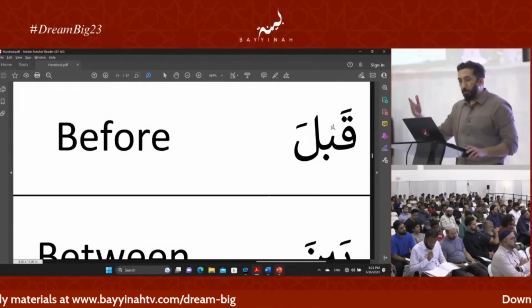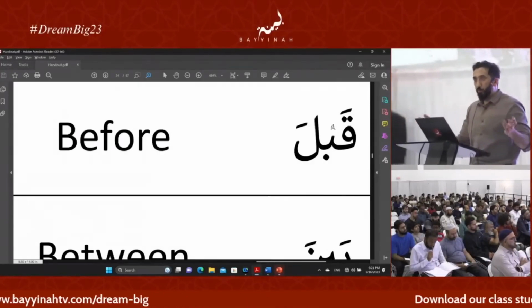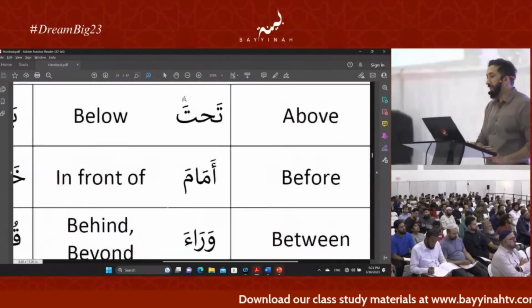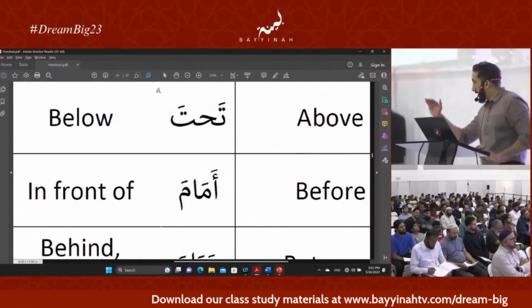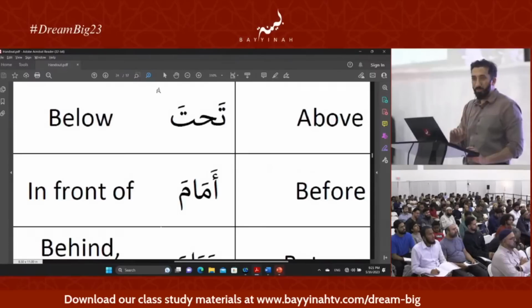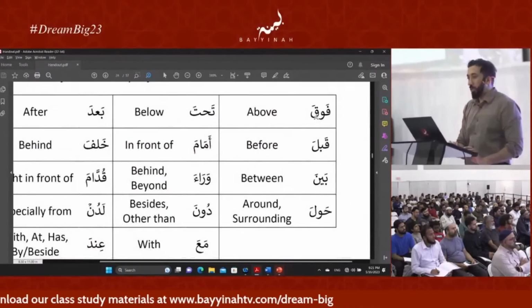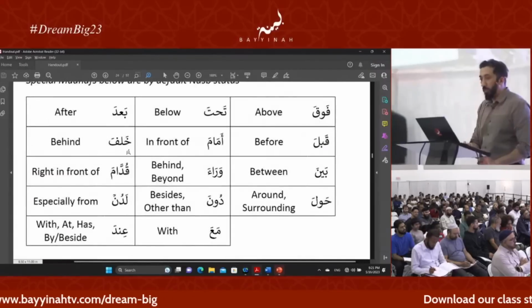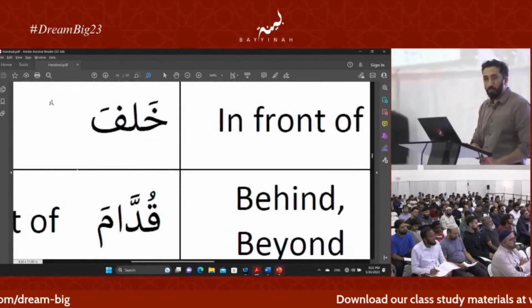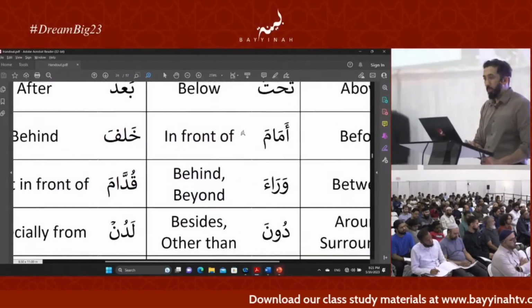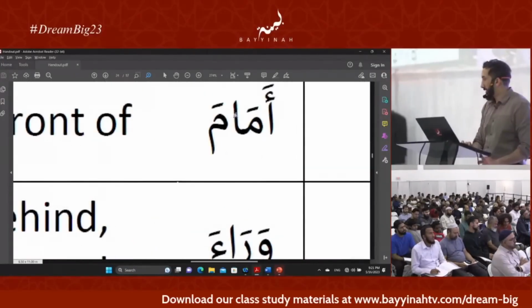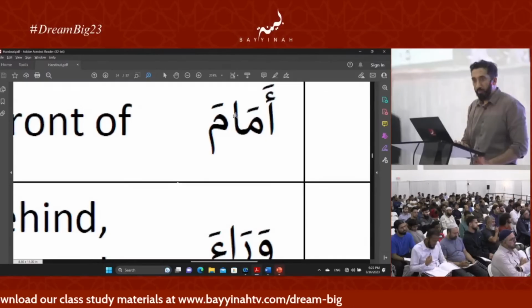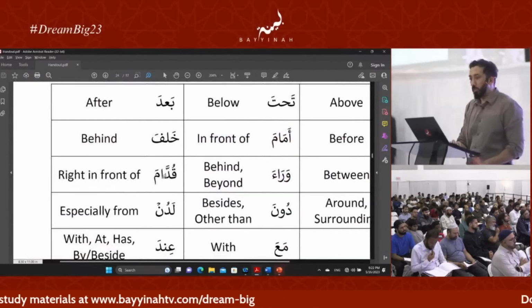Before, not before of Maghrib, just before Maghrib. Okay, now, if I say masjid, تحت المسجد, what does it mean? Below the masjid. فوق المسجد, above the masjid. خلف المسجد, behind the masjid. أمام المسجد, not imam, أمام. أمام المسجد, in front of the masjid.